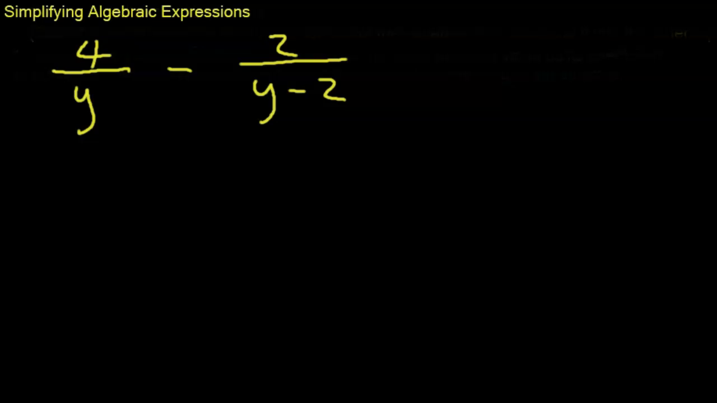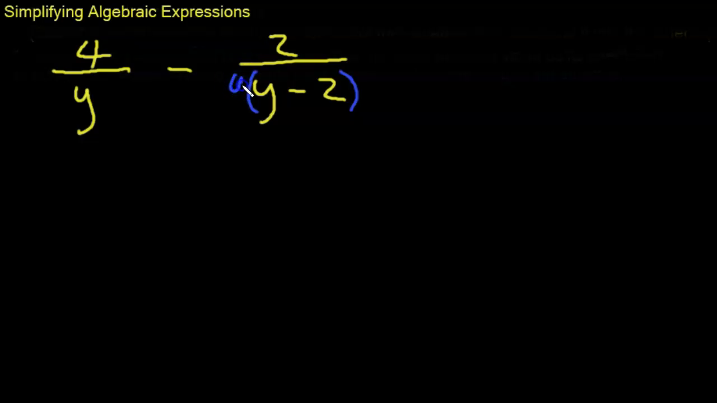What can we let our common denominator be? Well, we can just use the product of the denominators. Good? For the common denominator. So we can use y times y minus 2 as a common denominator. So I can multiply this by y.